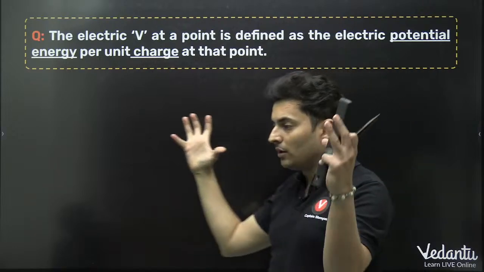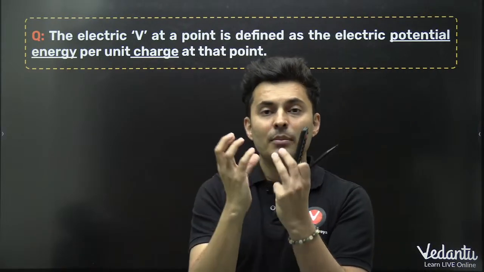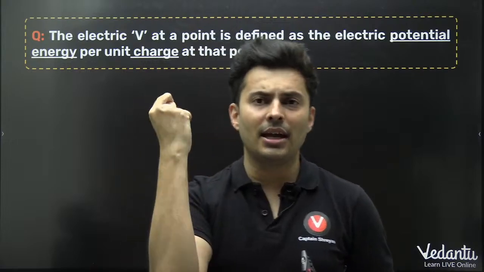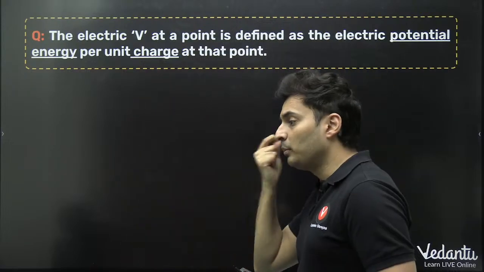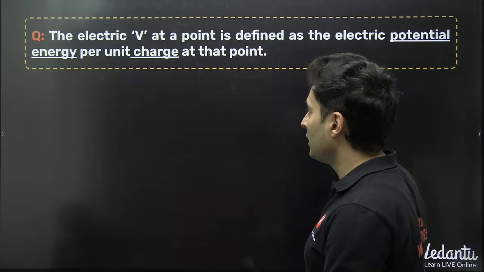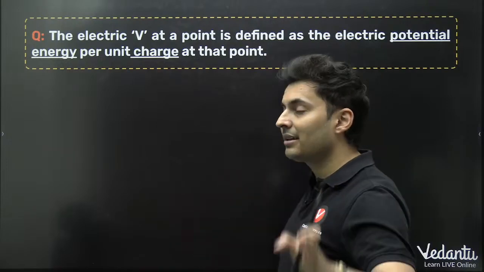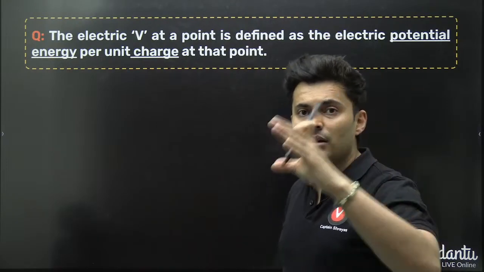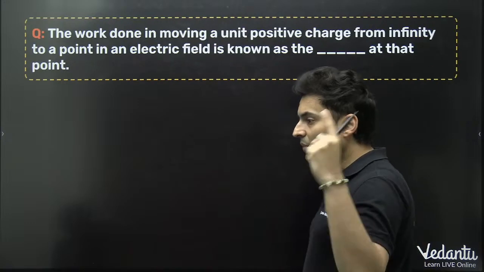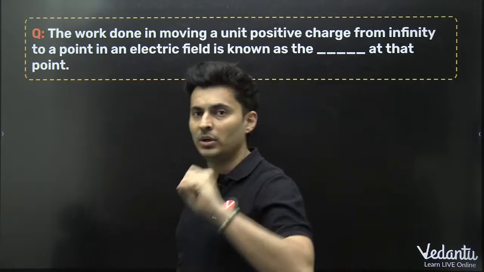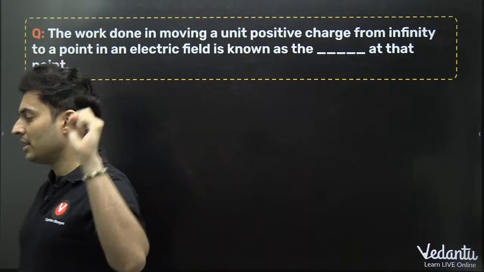So it's the amount of electrical energy which will be there per unit charge at any point. That is what the potential is. Yes, it's not per unit length. It is electric energy per unit charge. Joules per coulomb is a volt. Joules per coulomb is a volt.